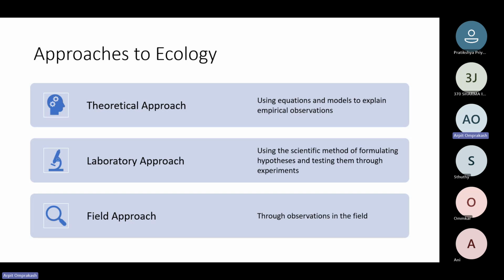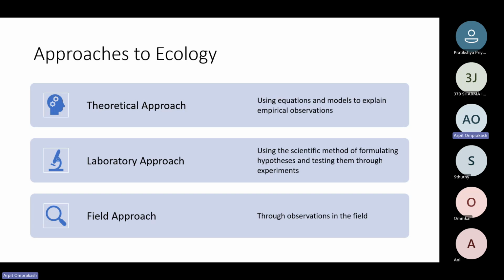Right. So there are three main approaches that we take when we are studying ecology. The first is the theoretical approach, where we use equations and models to explain empirical observations. An example of this would be the Lotka-Volterra models, which determine the abundance of predator and prey at any given point of time.